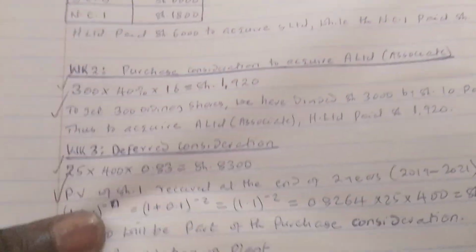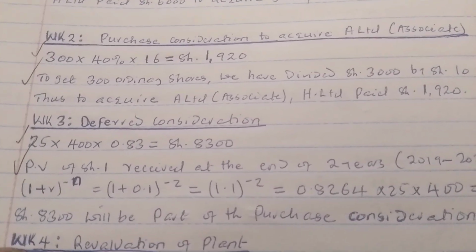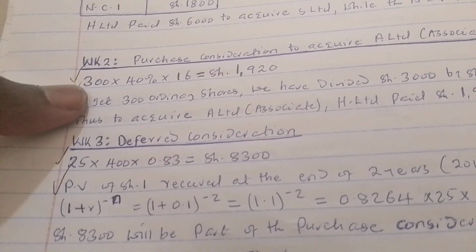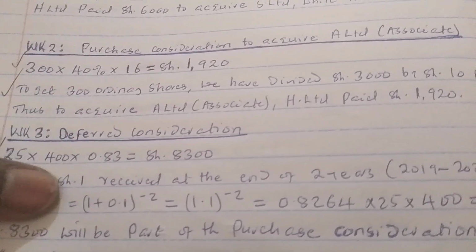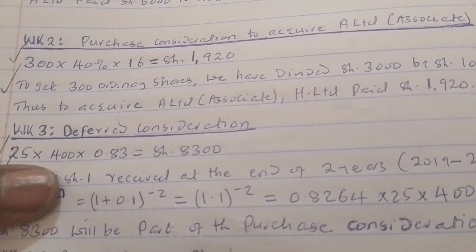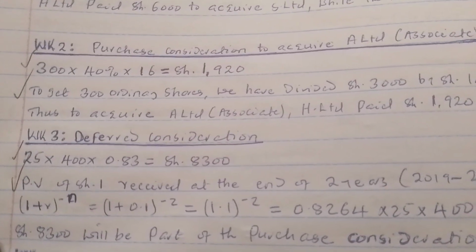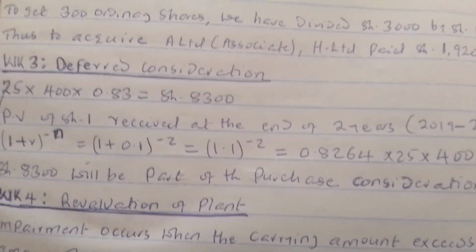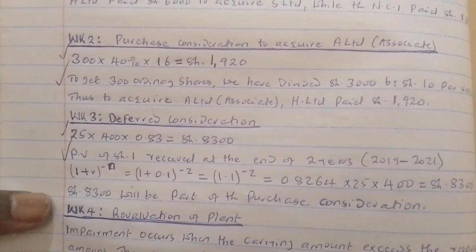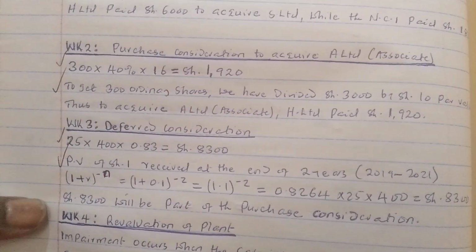So we have seen in the associate, we have 3,000 shillings of shares at par value of 10. So we took 3,000 divided by 10, which is 300 shares. We acquired 40% of these shares at shilling 16. So 300 times 40%, which is what we acquired in that associate, times shilling 16. We get 1,920. Okay, so we are interested in 1,920, what we paid to acquire the associate. That's our concern. So that is our working number 2. So show your working number 2.